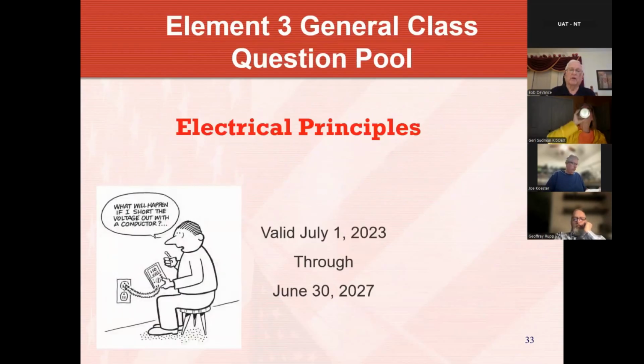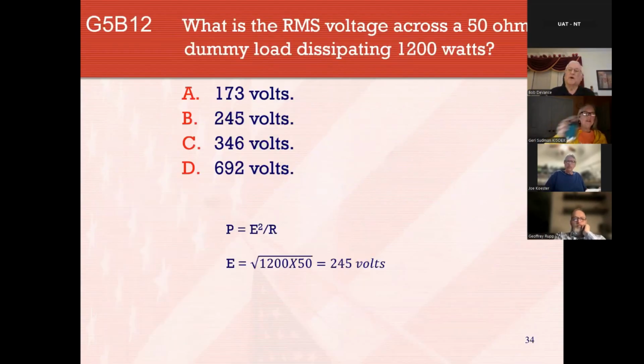Here we go. What's the RMS voltage across a 50 ohm dummy load dissipating 1200 watts? We're back to our power formula again. E is equal to the square root of the 1200 watts times the 50 ohms. And if you multiply that out, it's actually like 2.49 and some change, closest to 245. And for most of us, we just look at that and say, okay, we're going to remember 245 volts rather than remembering the formula. But if you need to, you can.